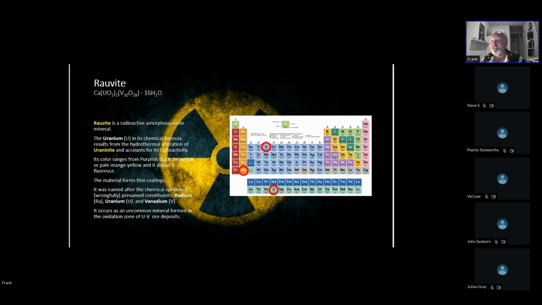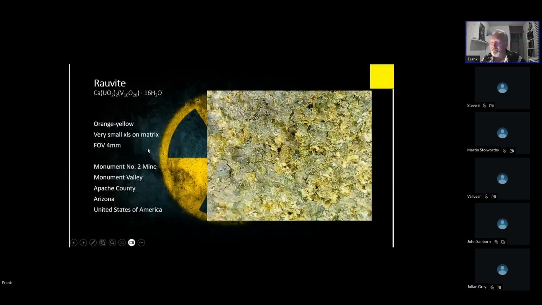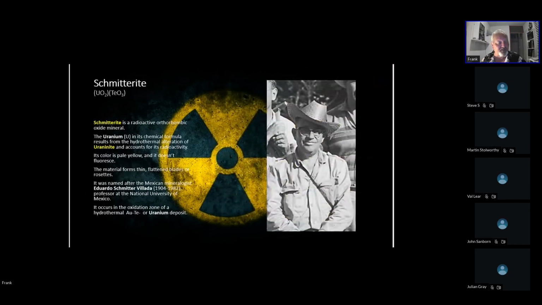Rauvite is a radioactive amorphous oxide mineral, so it doesn't form crystals. Uranium in this comes from the hydrothermal alteration of uraninite again, and its color ranges from purplish black, brownish, or pale orange, yellow, and it doesn't fluoresce. And the material forms thin coatings. It was named after the chemical symbols of its wrongfully presumed constituents like radium, uranium, and vanadium. And as you can see in the formula, it doesn't contain any radium.